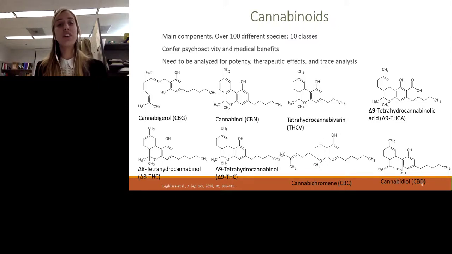So for this reason, the analysis of cannabinoids via GCMS actually needs to be done after a derivatization reaction, mainly silylation. And this type of reaction will actually protect the carboxyl group, avoiding its decarboxylation.